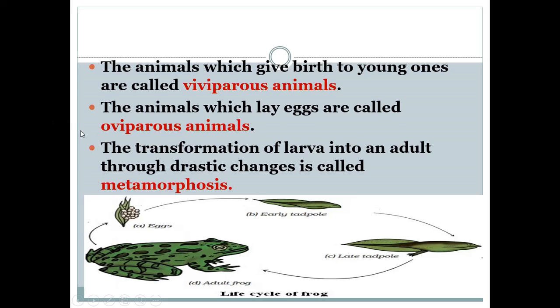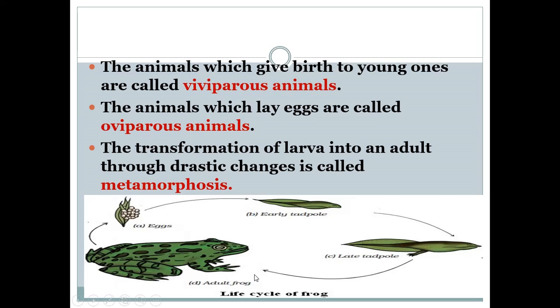Now let's see the different stages of a frog. First you can see here eggs. The eggs will develop into a tadpole, which is also called a larva. Then first the early tadpole, then it develops into a late tadpole, a mature tadpole. After that it develops into an adult frog.